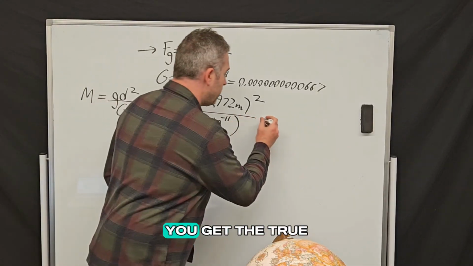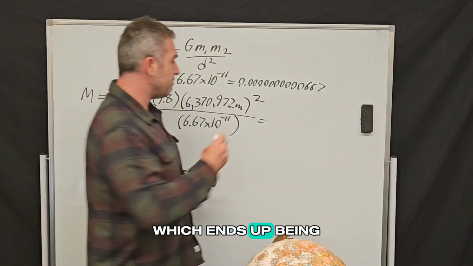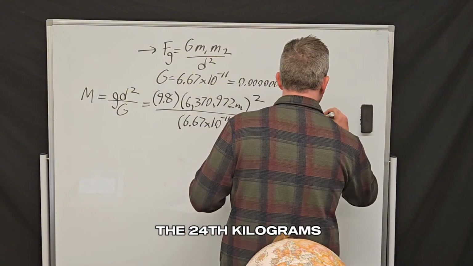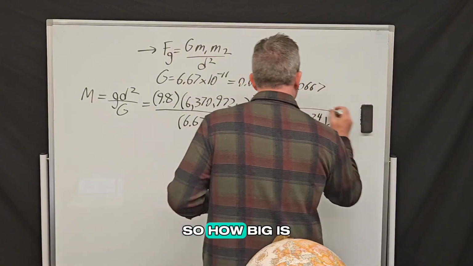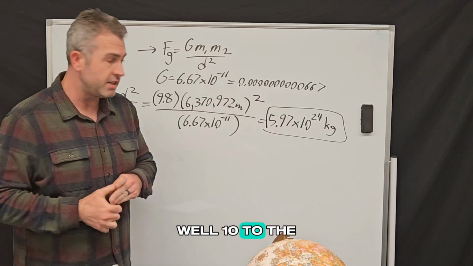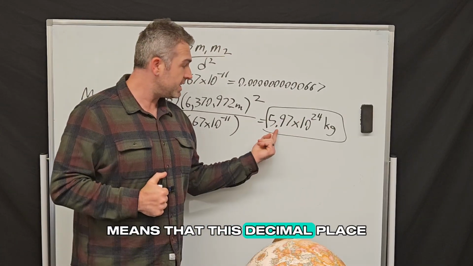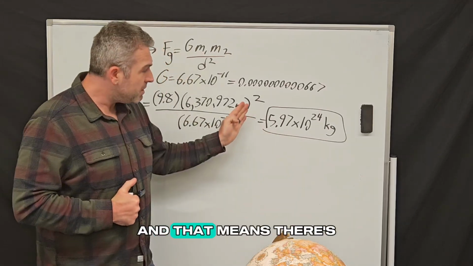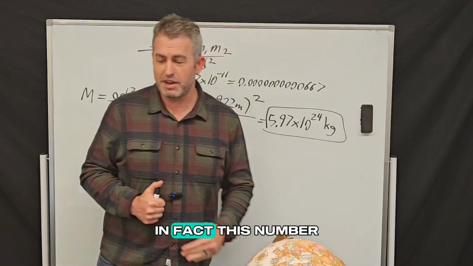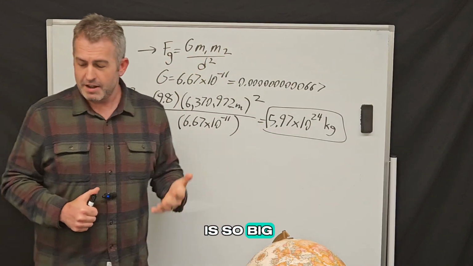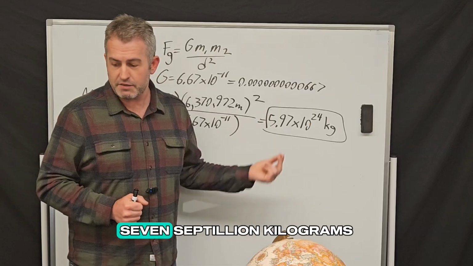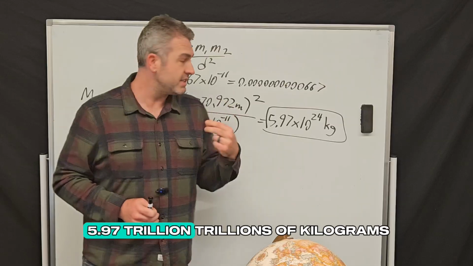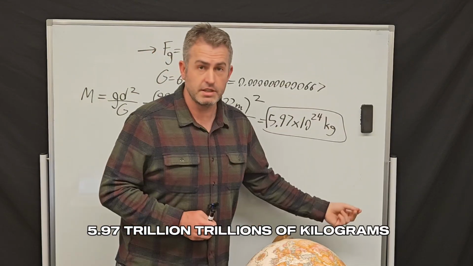And so if you do this math, so 9.8 times this huge number squared divided by this number, you get the true mass of the Earth, which ends up being 5.97 times 10 to the 24th kilograms. So how big is this number? Well, 10 to the 24th power means that this decimal place can be moved 24 places to the right. And that means there's a lot of zeros here. In fact, this number is so big, this is equal to 5.97 septillion kilograms. Or you could say 5.97 trillion trillions of kilograms.